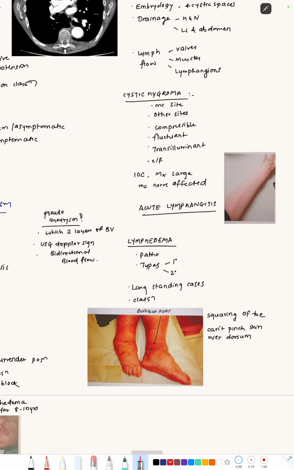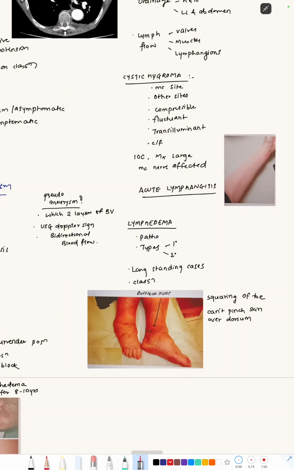It is fluctuant and transilluminant. The clinical features are that it can lead to obstructed labor, respiratory distress, or infections can happen. It is generally noted on prenatal imaging. Investigation of choice is going to be FNAC, and the management is surgical excision. If it's a case of large cystic hygroma, then sclerotherapy is given and it is made small. The most common nerve affected is the spinal accessory nerve, leading to drooping of shoulders.